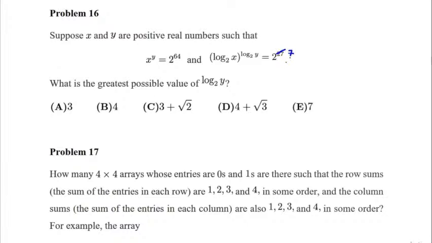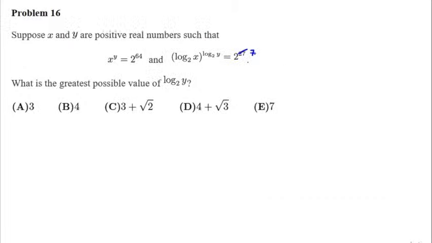The correct problem is this. And if you solve for 27, the problem doesn't have any answer. Then it says, what is the greatest possible value of log 2 of y? If the problem was for 27, I think probably they will remove this problem. But if the problem is for 2 to the 7, we can solve this.